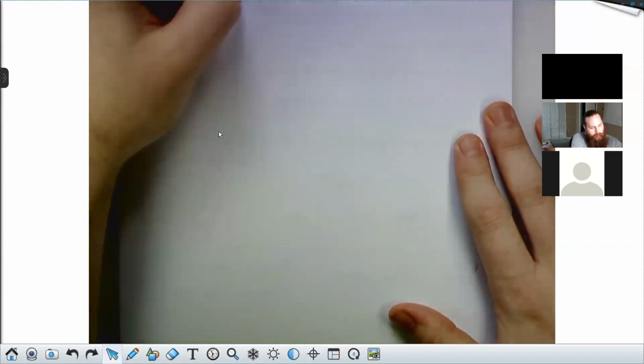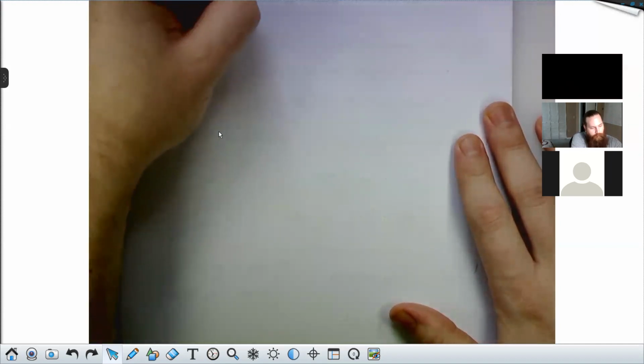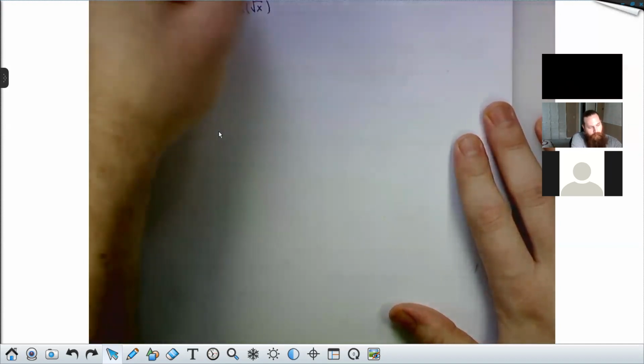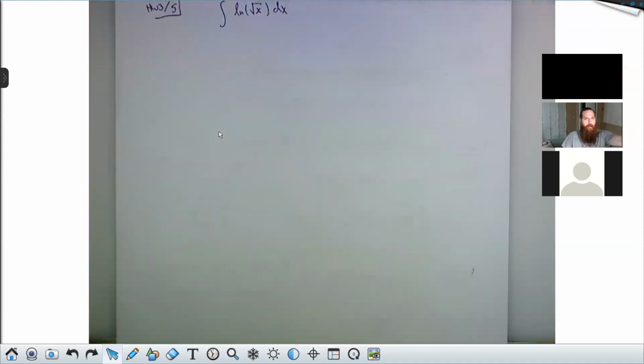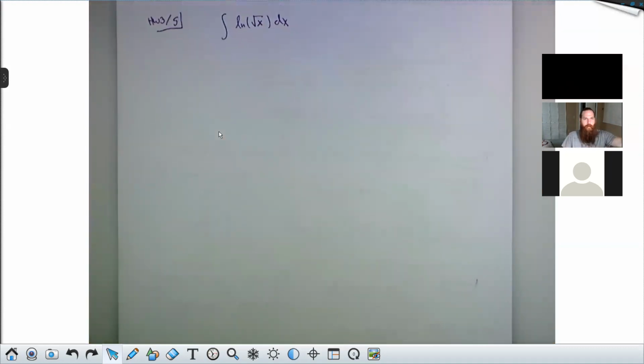Asks you to integrate the natural log of the square root of x dx. And there's more than one way to think of this. Depending on how comfy you are with log rules, you can trivialize this problem pretty quickly. So first, does anybody see any smart algebra that we could do before getting started on the calculus?